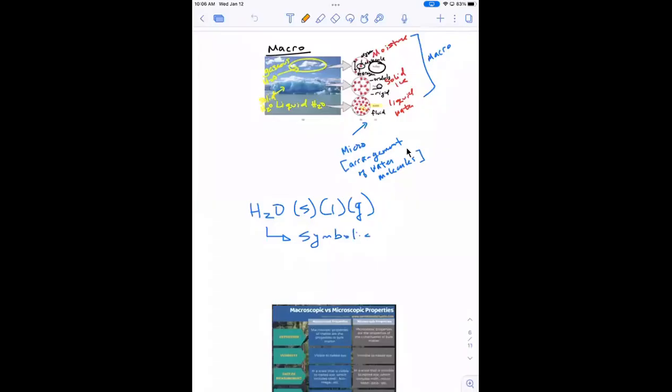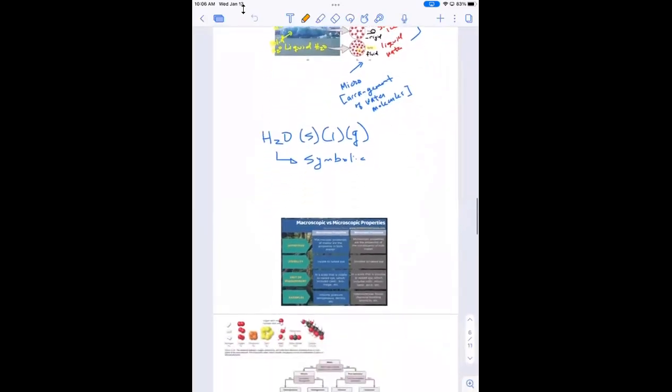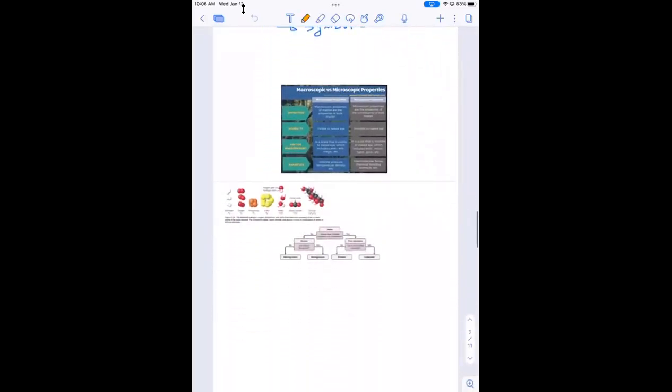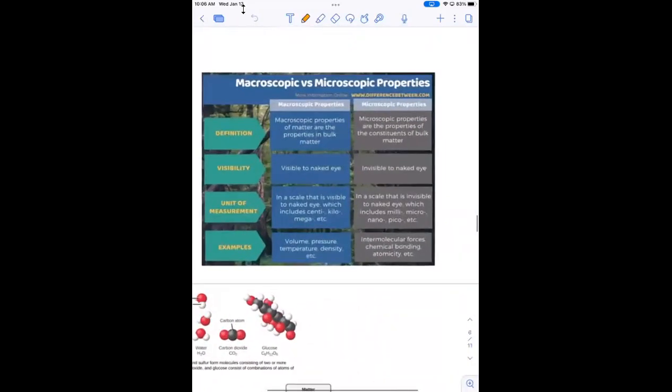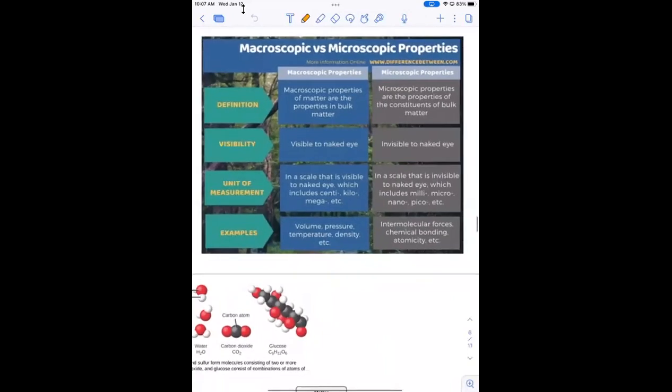All right, so we left off talking about macro or microscopic properties and how we look at chemistry using macro, micro, and symbolic: the symbolic realm, the macro realm, and the micro realm. So let's just recap that, and then we're gonna move on to the next topic.